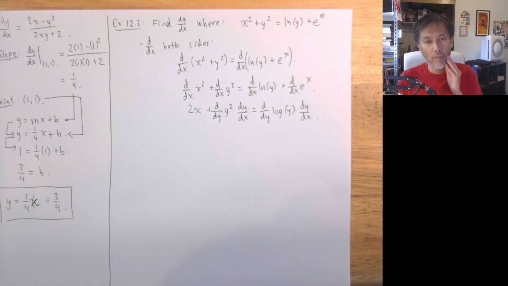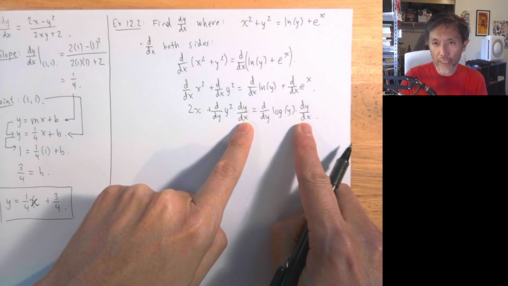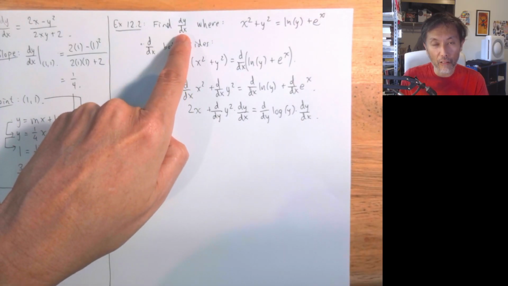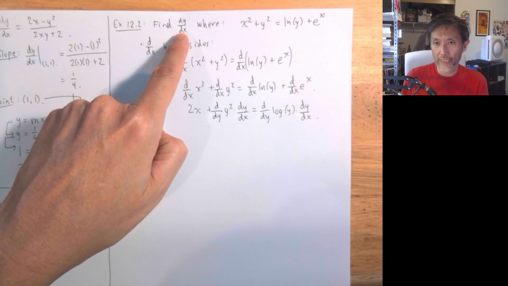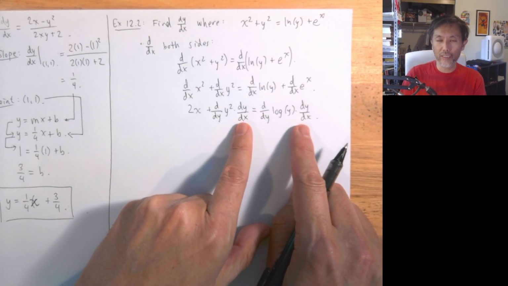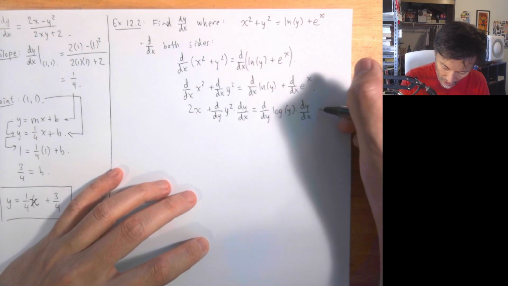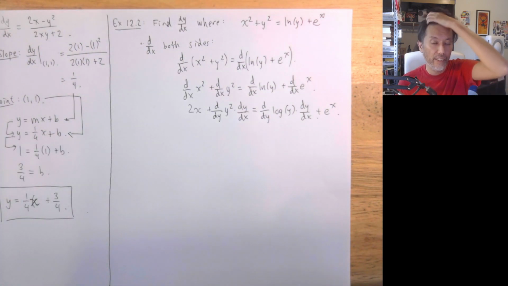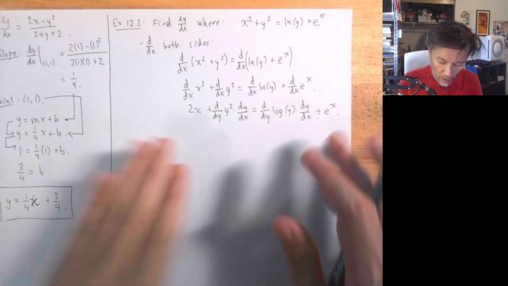Now, don't be freaked out by the fact that we have these dy dx's sitting here. That's what we're hunting for. That's what the problem is asking us to find. So it's actually a good sign that we have dy dx's sitting in here. And then we have d dx of e to the x. Great. Now we're in a position to figure out all of this stuff here.